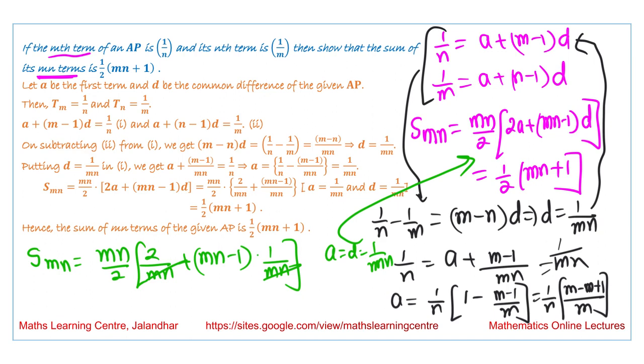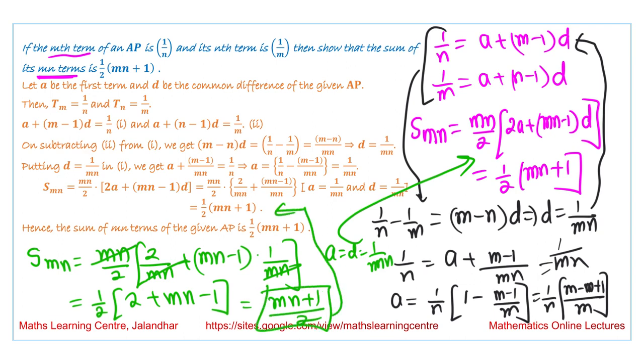This mn and mn get cancelled. We are left with 1 by 2 into 2 plus mn minus 1. So the answer we obtain is mn plus 1 by 2, and this is what we have to prove, that the sum of mn terms is 1 by 2 into mn plus 1.